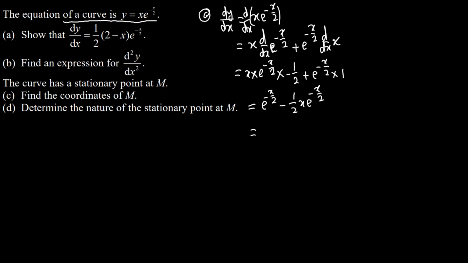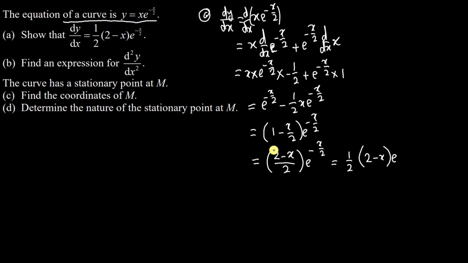Let us take e to the power minus x by 2 common. The remaining part is 1 minus x by 2, e to the power minus x by 2. Inside the bracket we can take the LCM, so it would be 2 minus x divided by 2, then e to the power minus x by 2. Finally we can write, by taking half common, half into 2 minus x, then e to the power minus x by 2. The question is asking to show that, so we already got the same thing, so you can write shown. This is the first part of this question, part A.